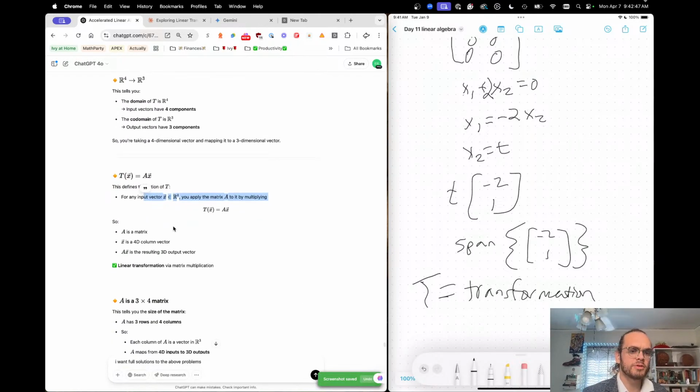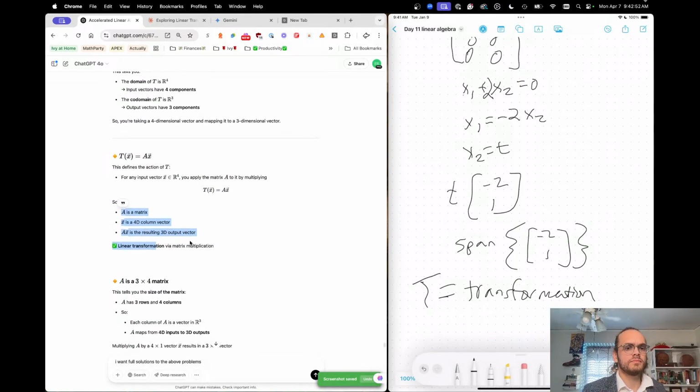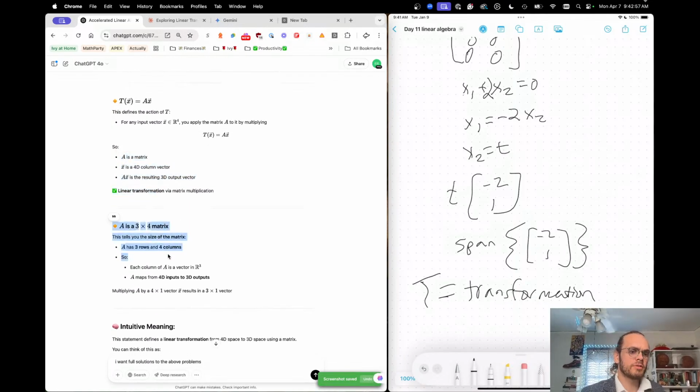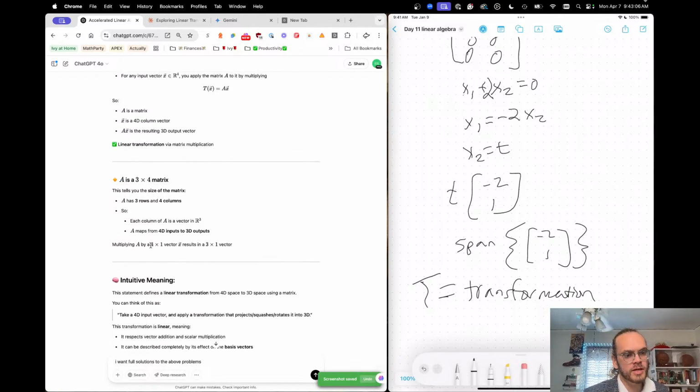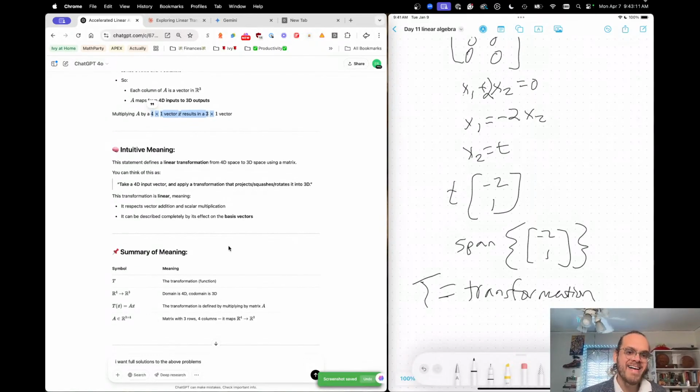Apply the matrix to it by multiplying. A is a 3x4 matrix. It has 3 rows, 4 columns. A maps from 4D inputs to 3D outputs. Cool. Multiplying A by a 4x1 vector results in a 3x1 vector. Intuitive meaning. Oh boy. All right, so this transformation is linear, meaning it respects vector addition and scalar multiplication. It can be described completely by its effect on the basis vectors.